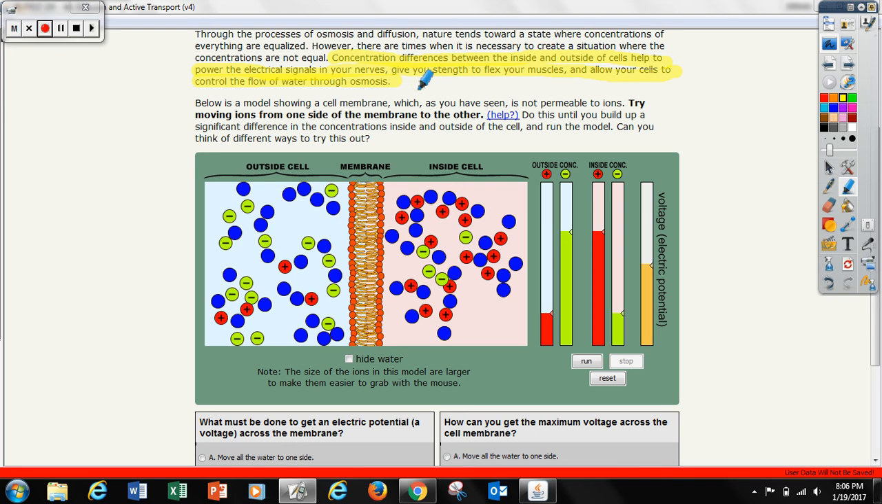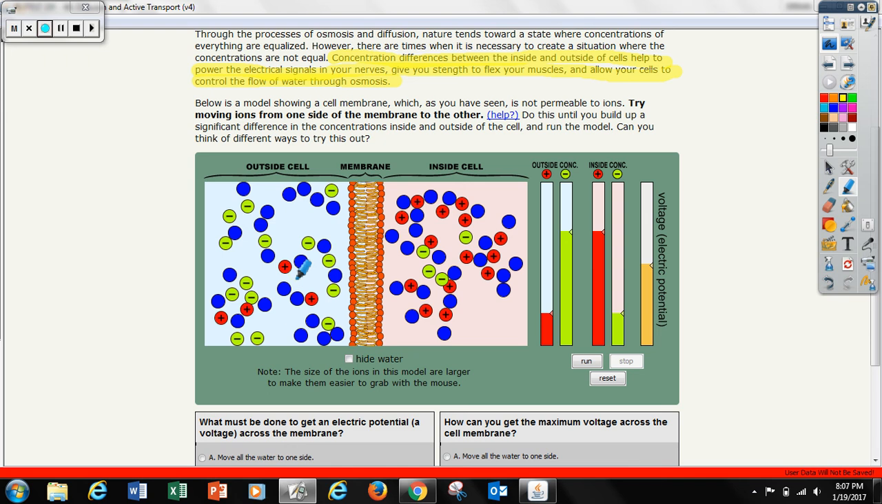Not everything, but much of what you do has to do with running an electric current across a cell membrane. And you can only run an electric current if you have voltage, if you have an electric potential. The way you get the electric potential is by separating the charge. But that doesn't happen naturally. You need energy to make that happen. Osmosis happens without an input of energy. Diffusion happens without an input of energy.